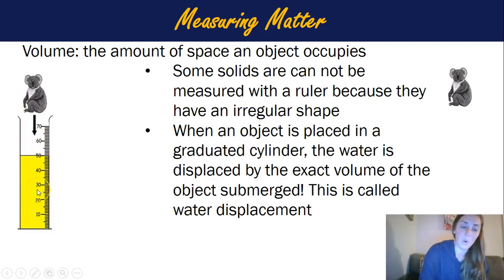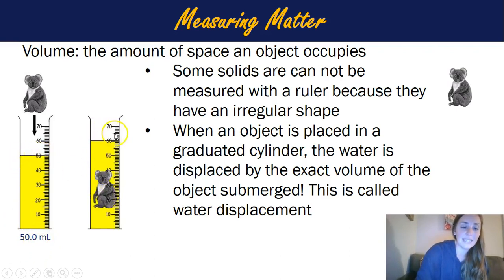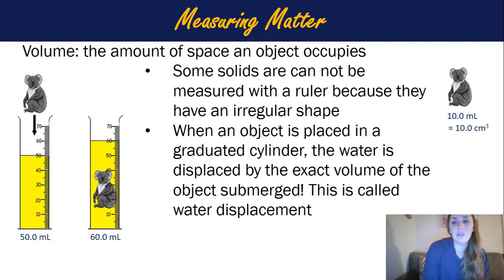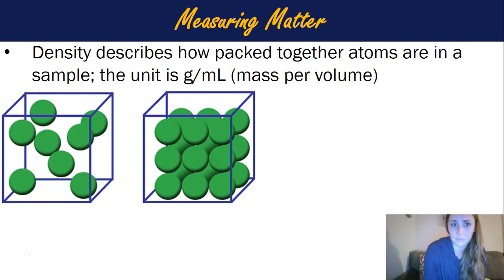So if you drop the koala in, and initially it was 50.0 milliliters, see where this comes to, and then once the koala is in, it's 60 milliliters, then the difference here is because of the actual size of that koala, or whatever the object is that you put in. So now I know that this object is 10.0 milliliters. It's a solid though, so I'm going to re-describe it as 10.0 cubic centimeters, because if you remember, a milliliter and a cubic centimeter are the exact same thing, but it's a solid, so I go with cubic centimeters.